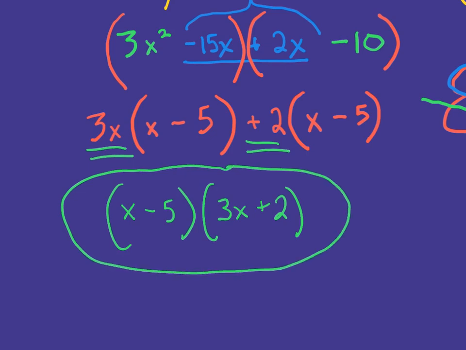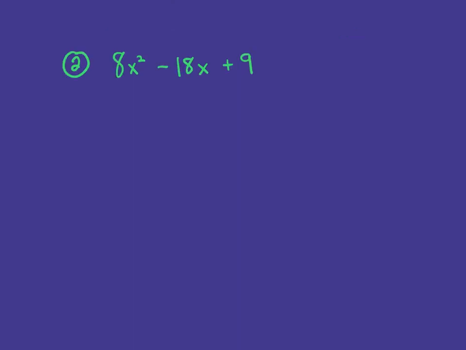Number 2, 8x squared minus 18x plus 9. So again, factoring. First thing, GCF, greatest common factor. So you're looking to see if there's anything you can take out of all of these. Can't take x out of everything. 8, 18, and 9 don't have anything in common, so no greatest common factor here.